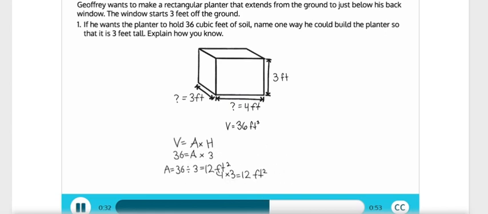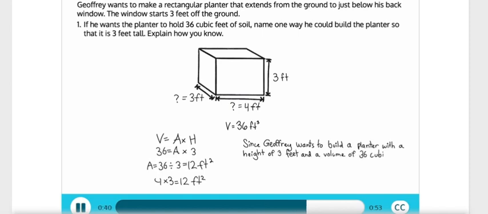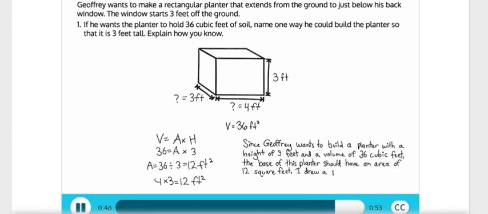Now I needed to explain my answer. Since Jeffrey wants to build a planter with the height of 3 feet and a volume of 36 cubic feet, the base of this planter should have an area of 12 square feet. I drew a planter with the length of 4 feet, a width of 3 feet, and the height of 3 feet.